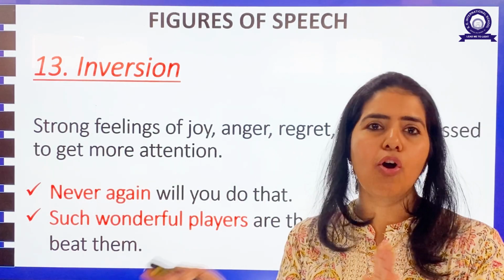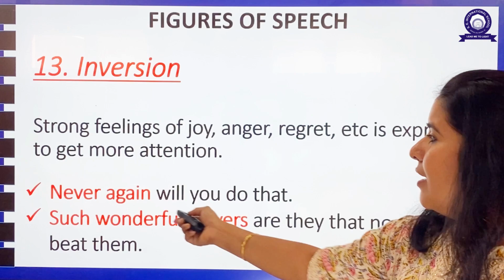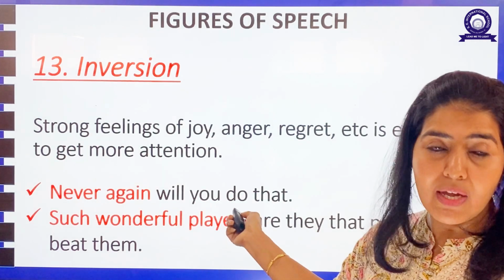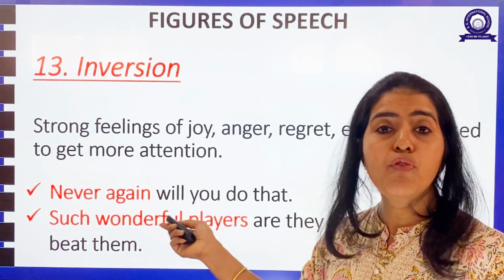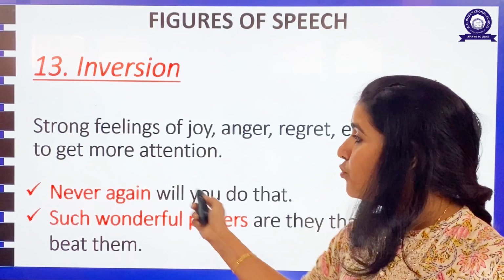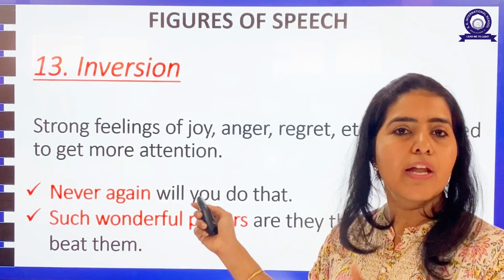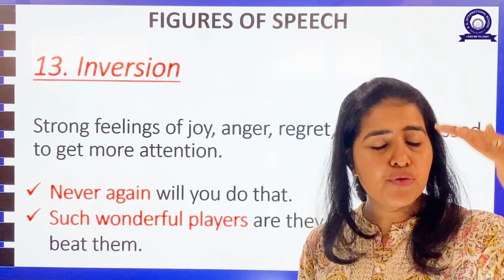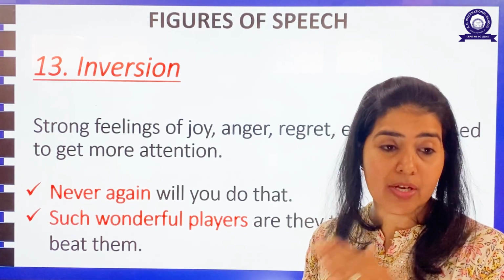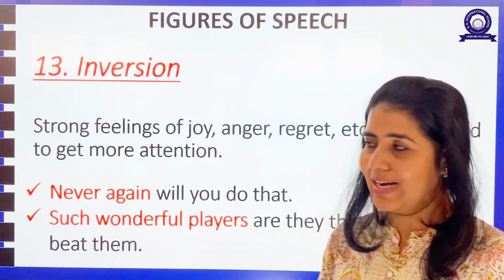Then we have inversion. Inversion is nothing but the order is changed. Like, never again will you do that. Actually, you would say, you will never again do that. But you change the order of the sentence without changing the meaning. Now, why do you do this? You do it for a better poetic effect, sometimes to rhyme the words at the end.